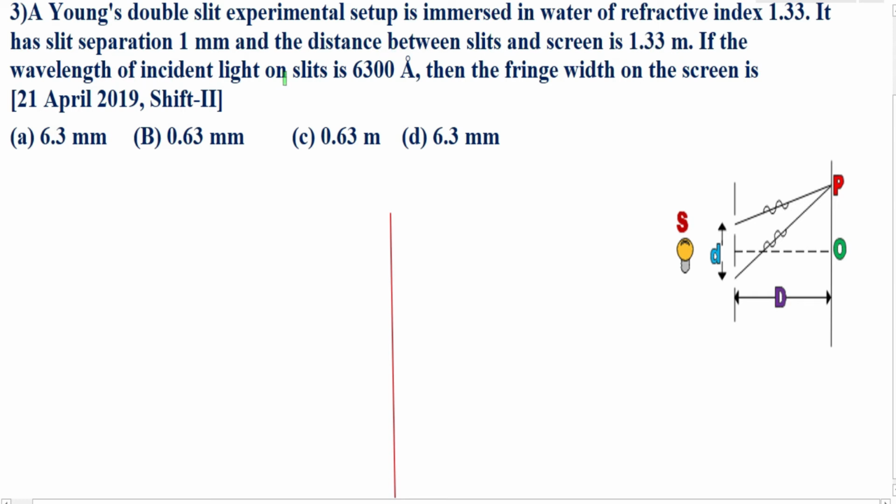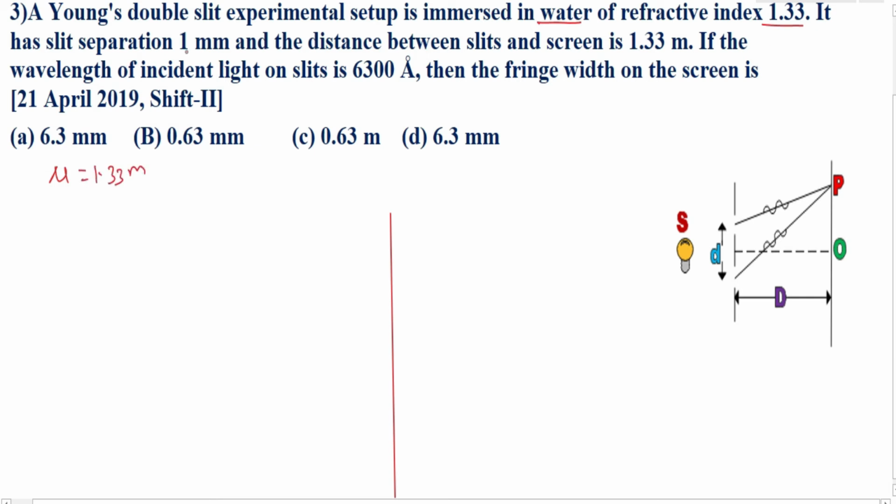If the wavelength of incident light on the slit is 6300 angstroms, then the fringe width on the screen is. Okay. Now what did he say? He said that this entire Young's double slit arrangement is immersed in water of refractive index 1.33. Means he gave the value of mu as 1.33.